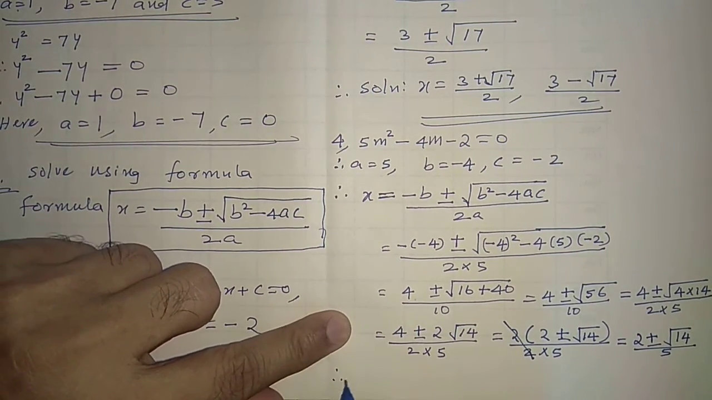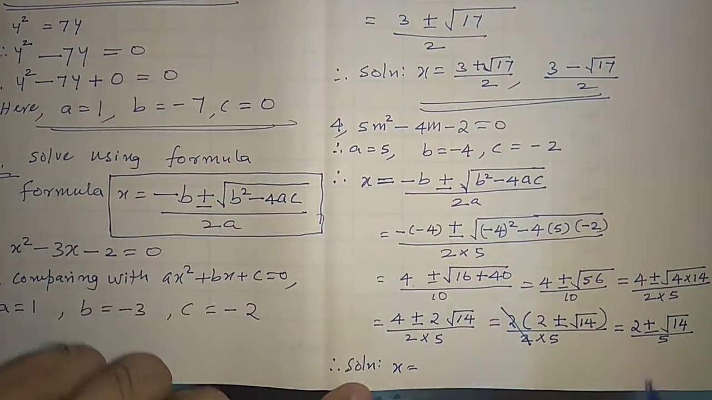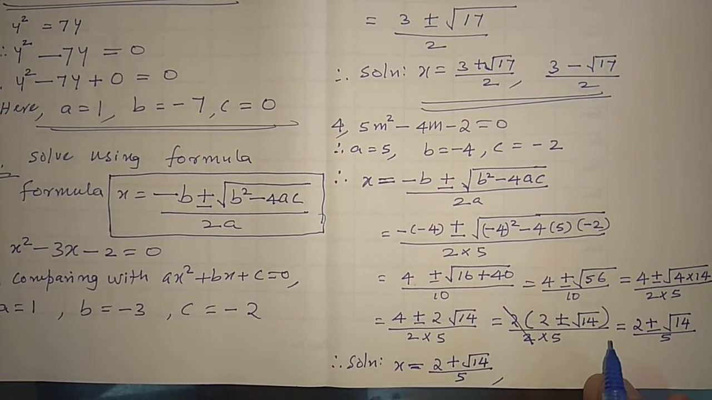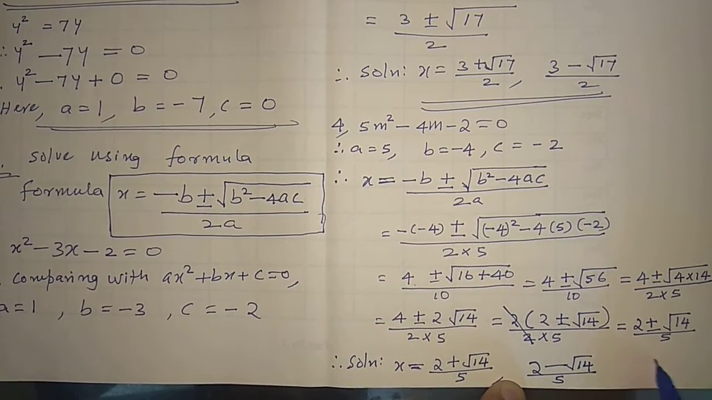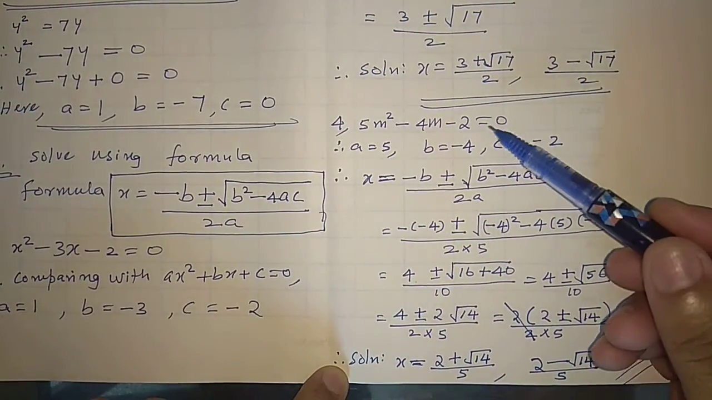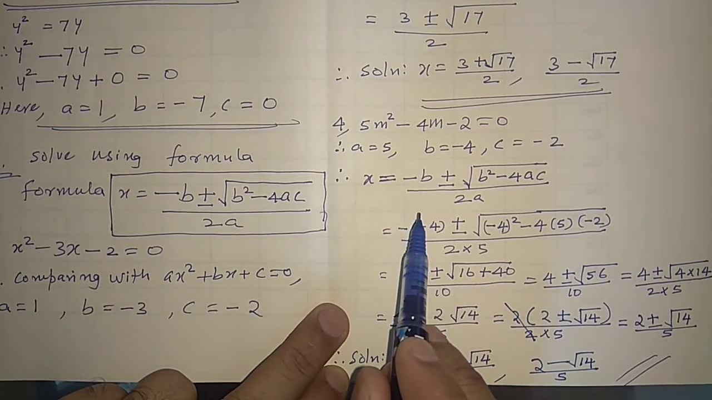Therefore, the solutions. x is equal to, the first value is what? 2 plus root 14 upon 5, and also 2 minus root 14 upon 5. These are the 2 solutions for this quadratic equation by this formula method.